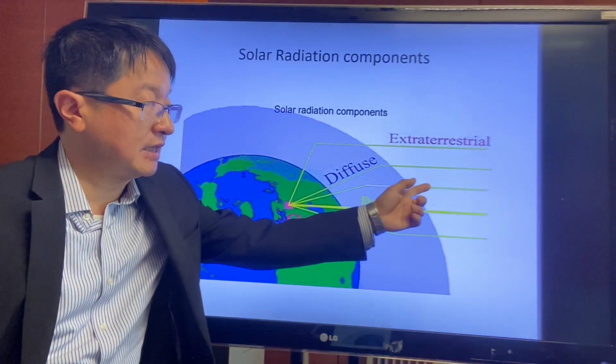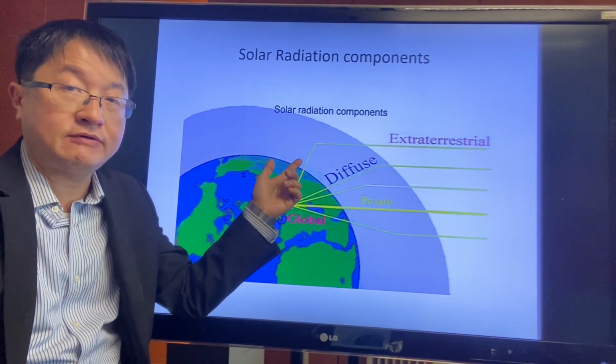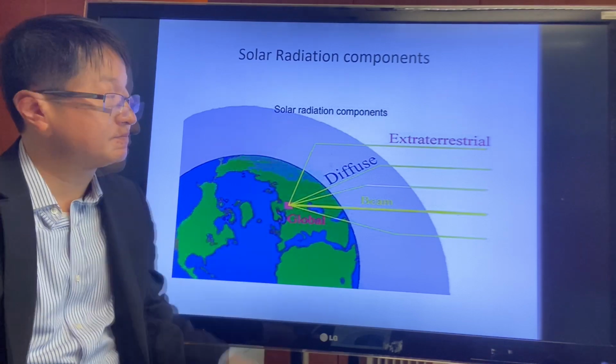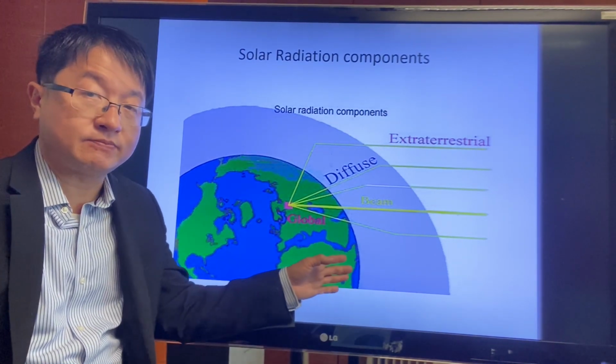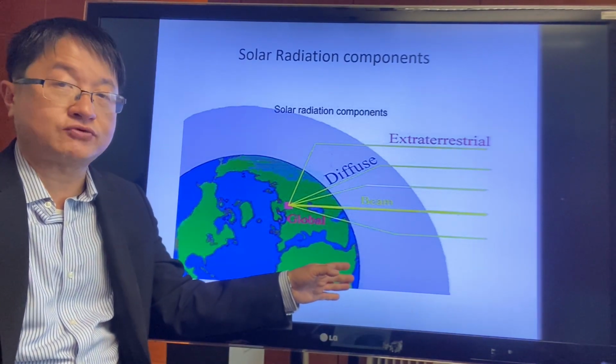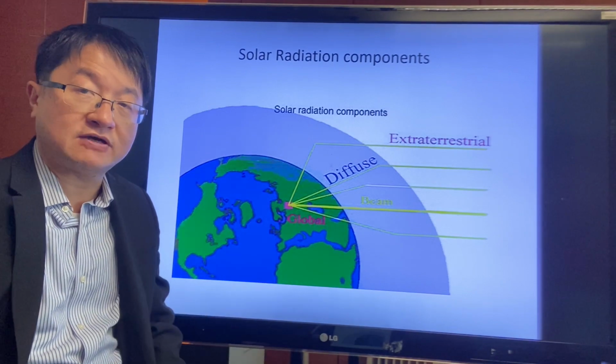When the sunlight experiences more atmosphere, the attenuation by the air will be higher. That's also the reason why the solar power in the equator region is much stronger than in the regions close to the North and South Pole.